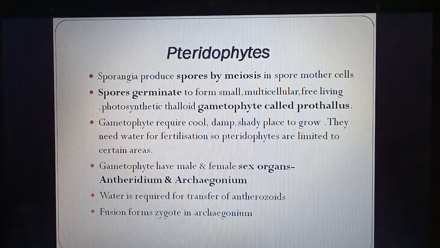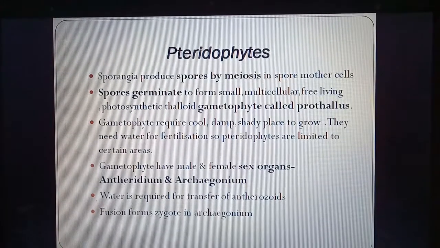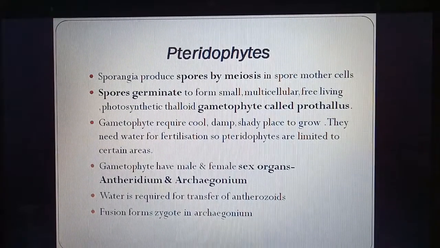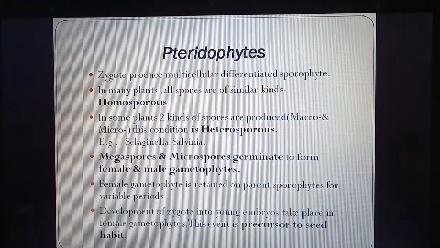Gametophyte has male and female sex organs. Now the male organ is called antheridium and the female is called archegonium. Water is required for transfer of male gametes, which are called antherozoids. The fusion of gametes forms zygote. Now zygote is formed inside the female sex organ, which is called archegonium. The zygote produces multicellular differentiated sporophyte. So the zygote divides and forms a multicellular body. And finally the sporophyte is formed.